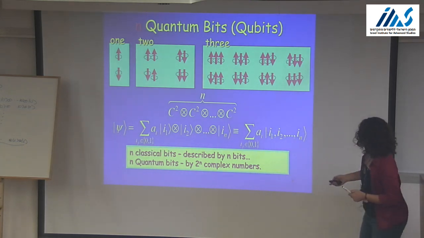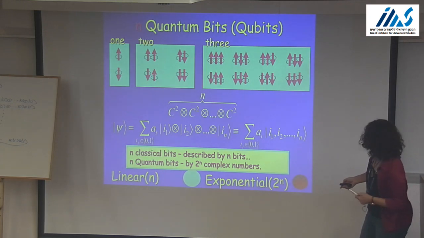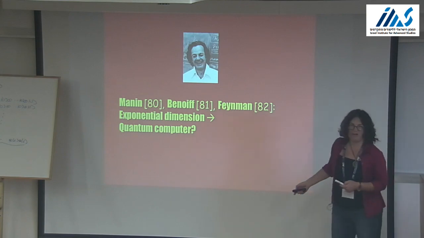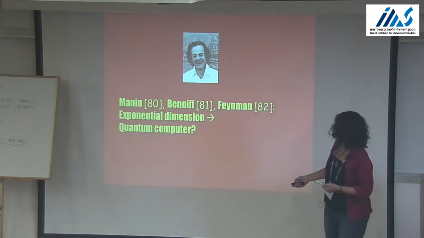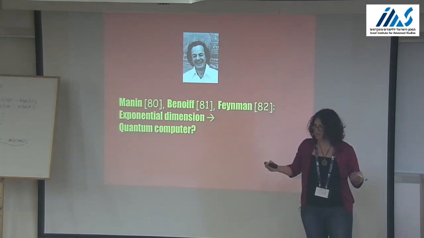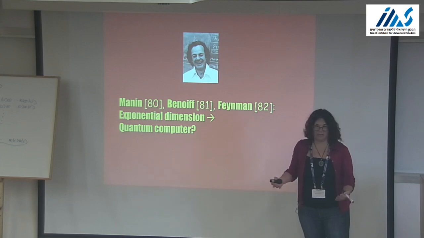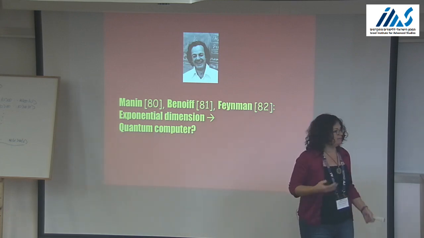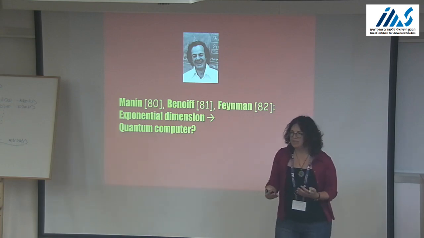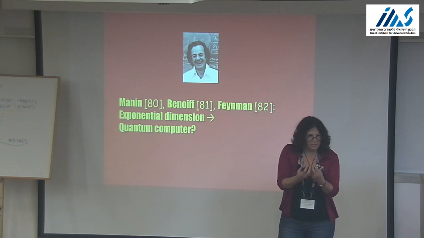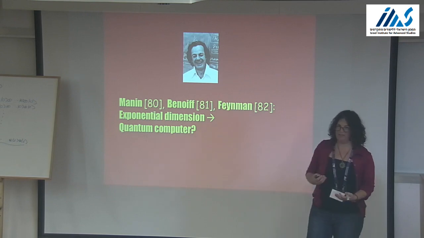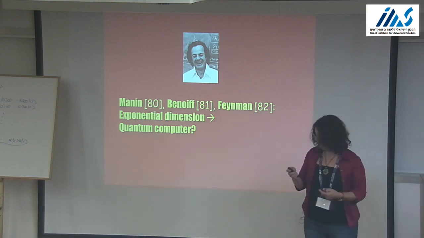Okay, and this distinction between linear and exponential was already mentioned as very surprising in the early 80s. Manin, Benioff and Feynman noticed this exponential explosion in the size of the description, and said maybe we can use that. Maybe the fact that the system is so hard to simulate means that it encompasses in it some very strong computational power. So maybe you can actually use it as a computer.